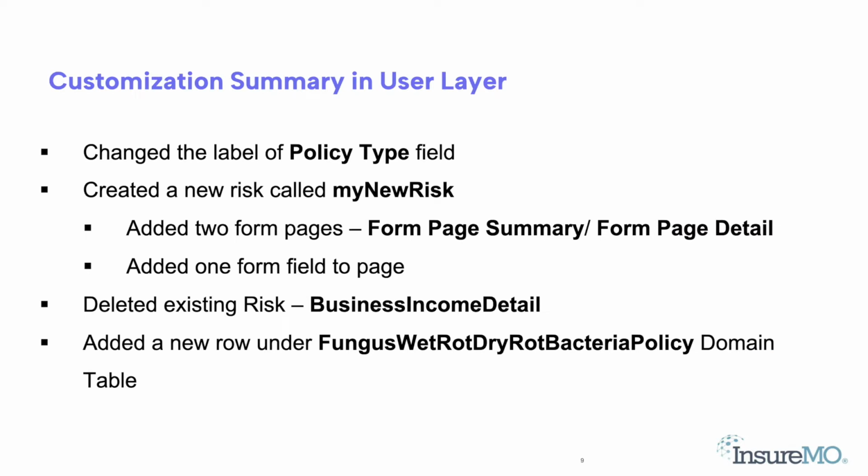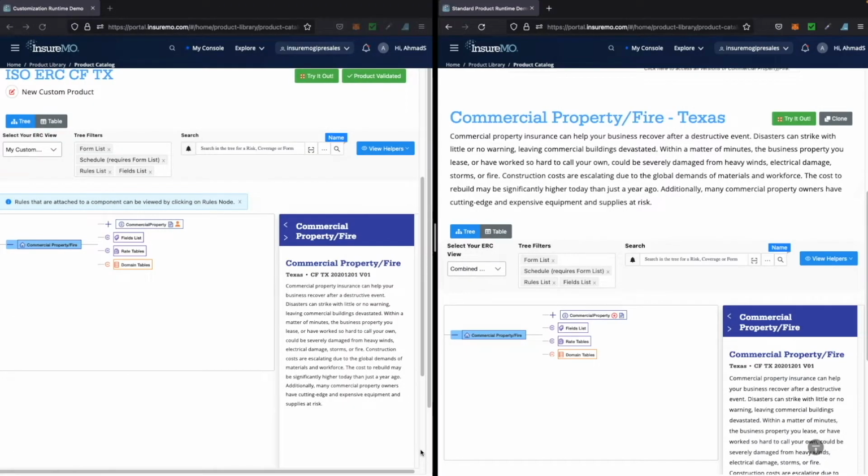Here is a summary of all the customizations that we made in part 1. Now, let's see each of these customizations in action using the runtime environment. In this demo, we will be comparing the runtime representation of the standard ISO product, which will be on the right-hand side of the screen, and the runtime representation of our customization that we made in part 1 will be on the left-hand side of the screen. Let's open the runtime environment for both of these products.